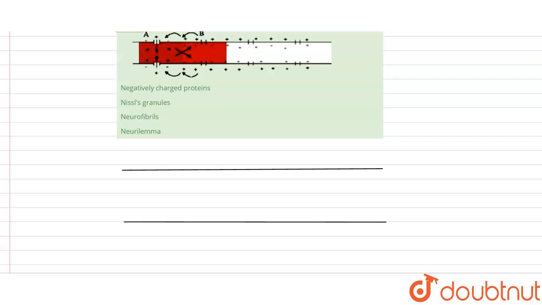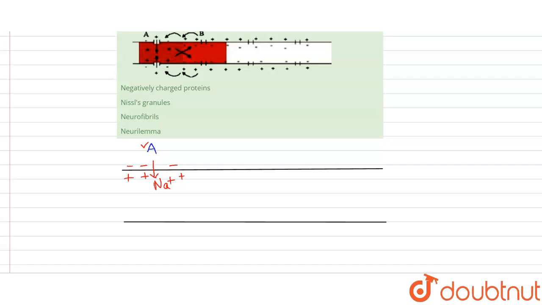So this is site A. In this, when a stimulus is applied at site A, the membrane of site A becomes permeable to Na positive and there is influx of Na positive inside the cell, which will reverse the polarity at that site and make outer surface negatively charged and inner surface positively charged.